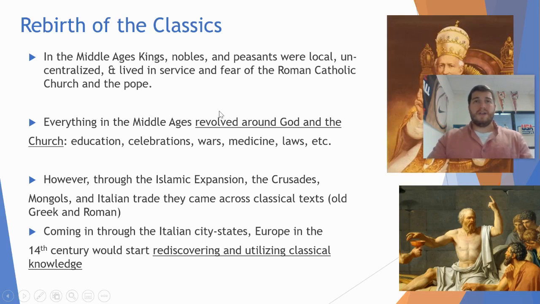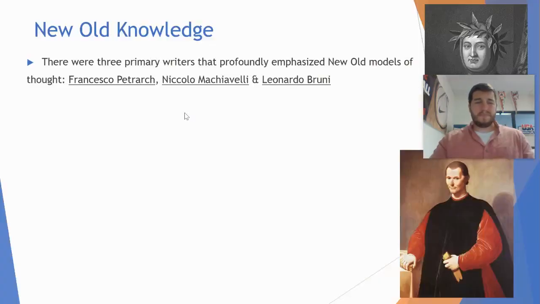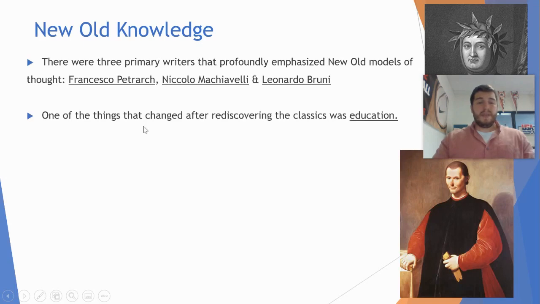You can always go back and write it down later. It doesn't have to be during this exact time. And remember, you don't have to write every single thing down. You can summarize and really focus on the important things. And I'll try to point that out as we go through. So Petrarch, Machiavelli, and Bruni are three people that you really need to know.